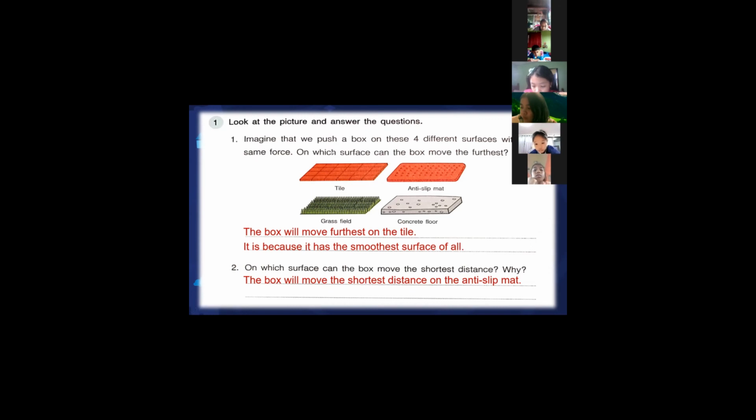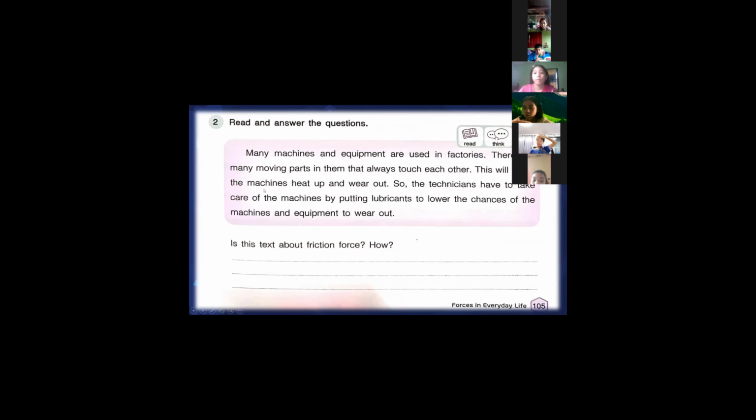Gel finished? So again, the box will move the shortest distance on the anti-slip mat because it is the roughest surface of all. Okay, I think everybody is finished. Now let's proceed to the last activity, which is still on page 105. So I want everybody to please read and answer the questions.